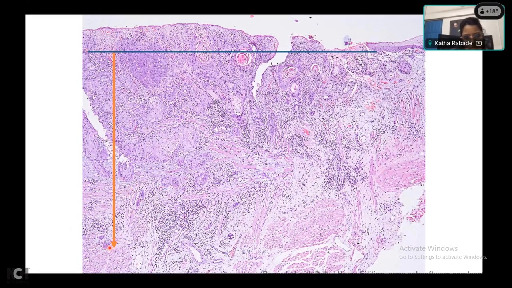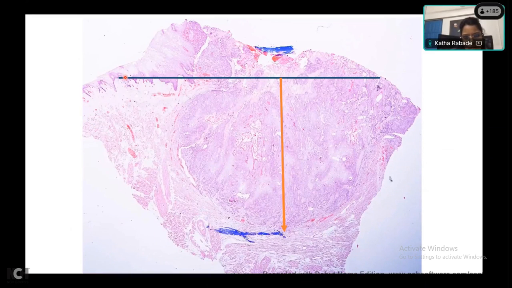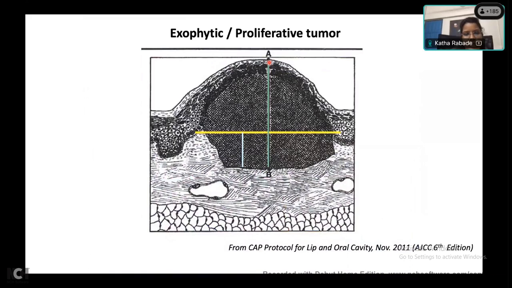Another example: a line parallel from the basement membrane of the adjacent mucosa, and a plumb line, a line perpendicular, down up to the deepest point of the tumor. So for an exophytic tumor, the tumor thickness will be from the uppermost part of the tumor to the deepest point, and the depth of invasion would be from the basement membrane to the deepest point of the tumor.